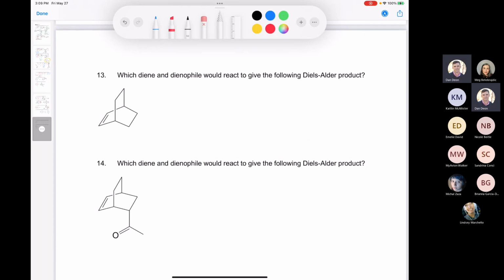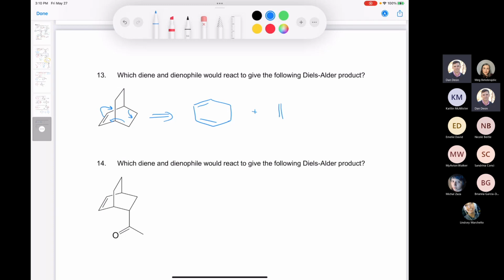Question number 13, same thing. Which diene and dienophile would we need to make this product? Here's our 6-membered ring. Just going to practice drawing our retro Diels-Alder arrows. We're going to break this sigma bond, we're going to break this sigma bond, and we're going to move our pi bond over here. And so what would the reactants look like? Our diene would look like this, and our dienophile would just be ethylene in this case.